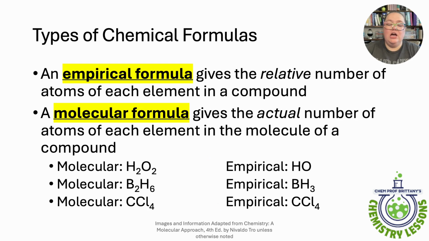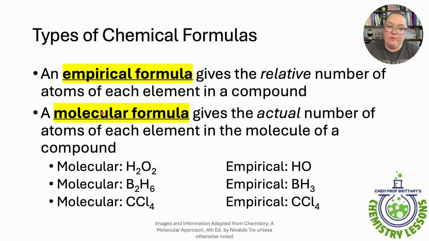Empirical formulas are formulas that give the relative number of atoms of each element in a compound. It's not the exact number, but it's like if I had 100 guys and 50 girls, there are twice as many guys as there are girls, so 2 guys for every girl. 2 guys for every girl is the empirical formula of that situation that I just explained.